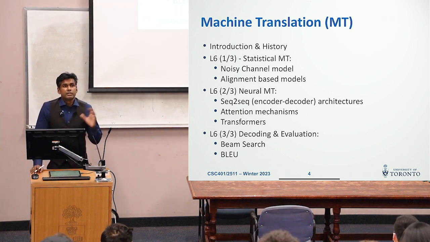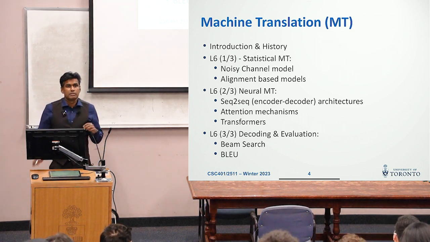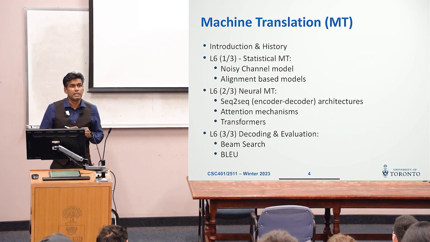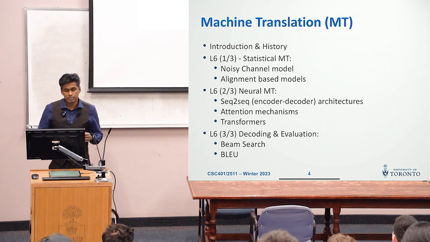So this lecture is divided into 3 parts. Today we'll look into the classical or statistical machine translation. The next 2 lectures will look into neural machine translation, sequence-to-sequence encoder-decoder architectures, attention mechanisms, transformers, and the 3rd lecture will be on how we can evaluate or train these machine translation models.